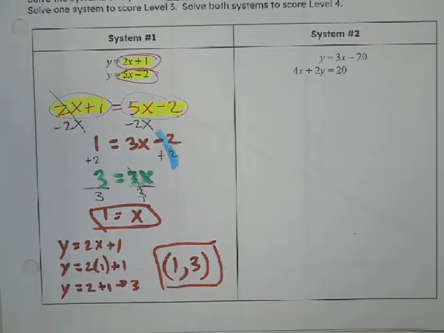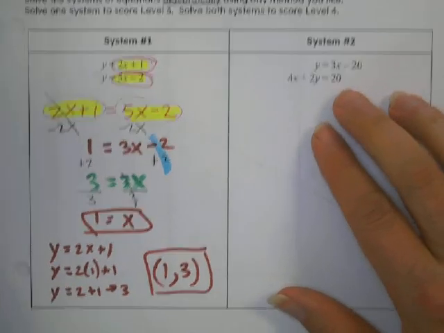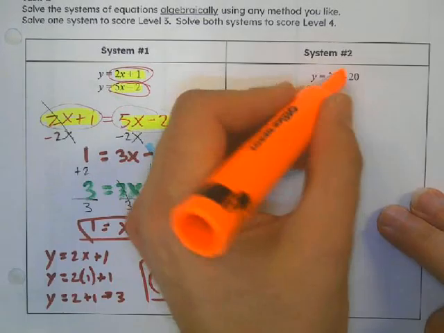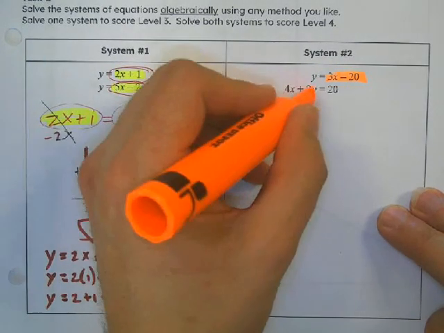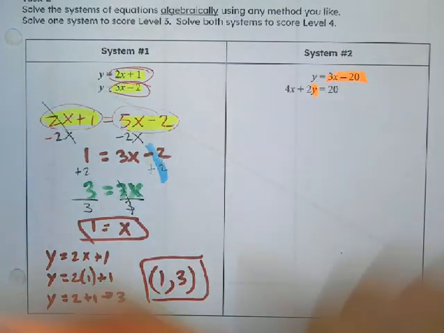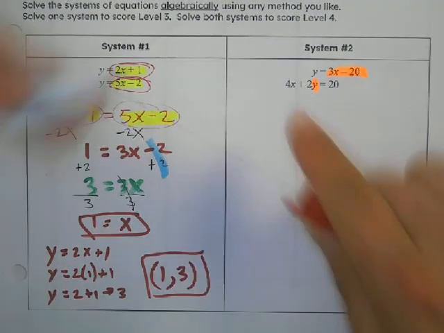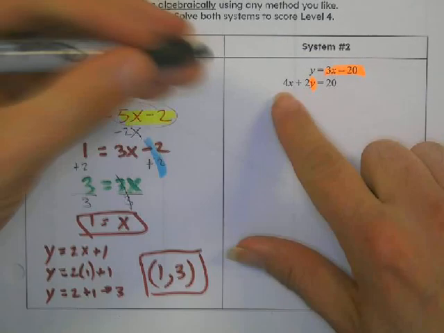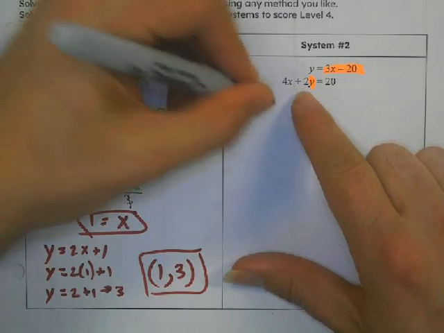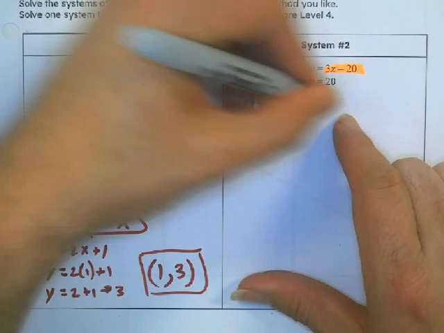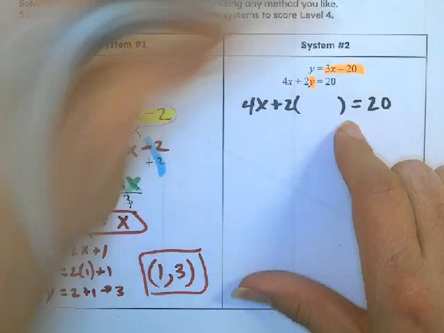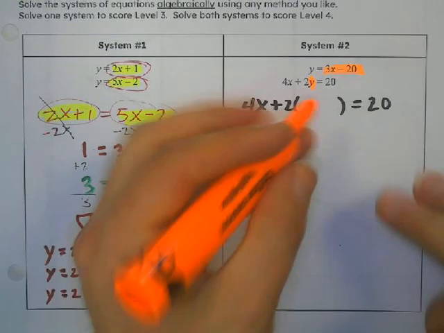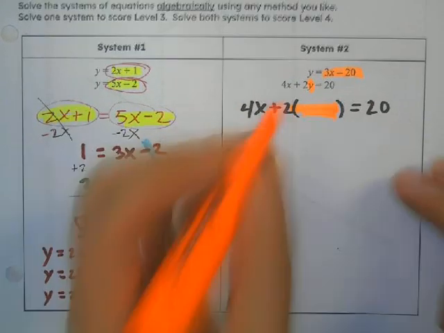Now let's solve this one here. We know that y is equal to this expression, so I'm going to replace y in this equation with that expression. I'm rewriting this equation: 4x plus 2 times something equals 20. I just rewrote this equation, but instead of writing y, I'm going to write 3x minus 20.